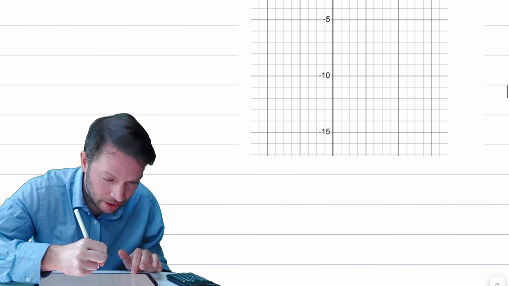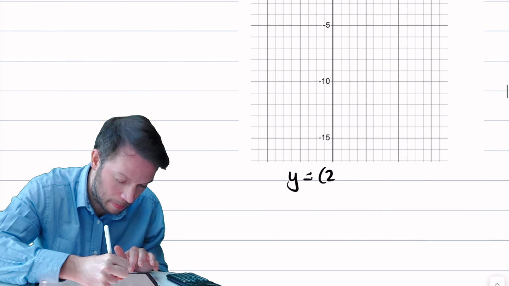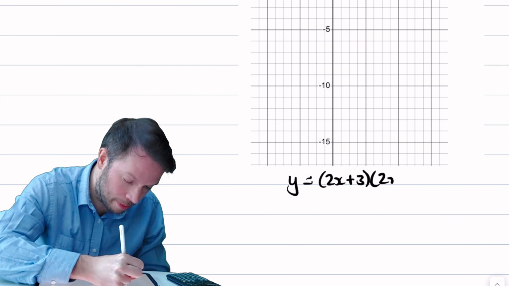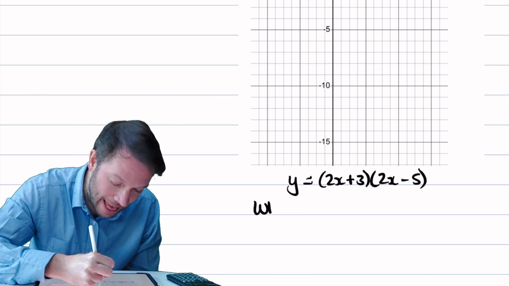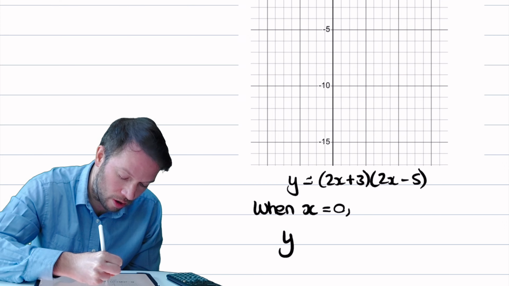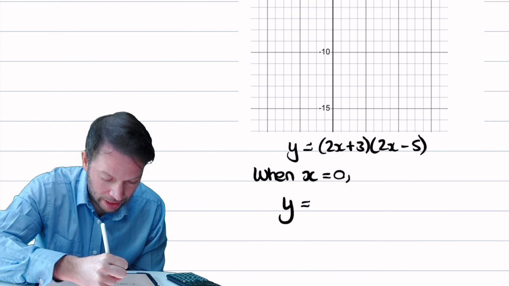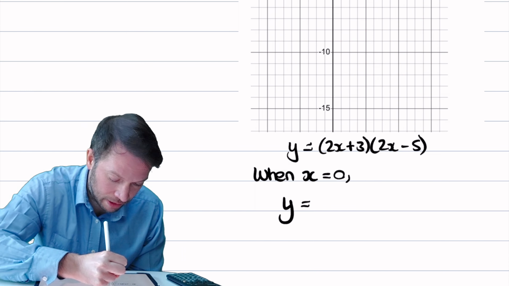So let's just copy this down here first. y equals 2x plus 3, 2x minus 5. So firstly, to find the y-intercept, we're going to make x 0. So when x is equal to 0, we've got y is, and then if we substitute that into this equation, we're going to have 2 times 0, which is 0, plus 3, which is 3. So that first bracket is 3.